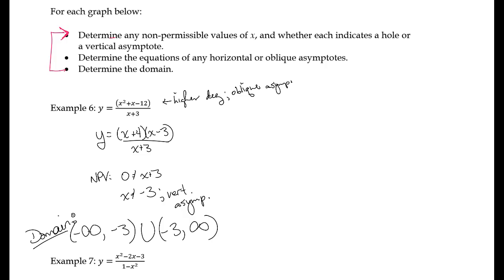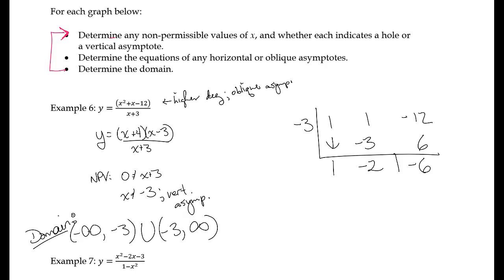My oblique asymptote, again, I'm going to divide this binomial into my trinomial to see if I can simplify it. So I'm going to put minus 3 and 1, 1, and negative 12. See how this pans out. We always carry down that first one. Negative 3, add them as negative 2, 6, negative 6. So my simplified version is going to be x minus 2 minus 6 over x plus 3.